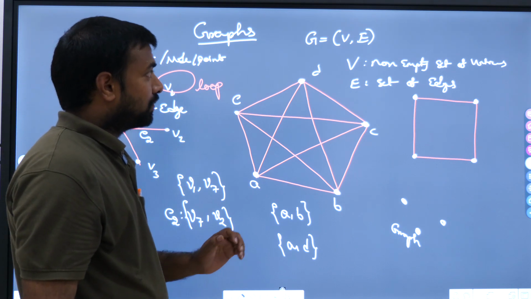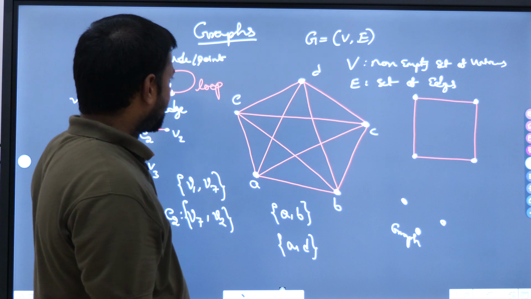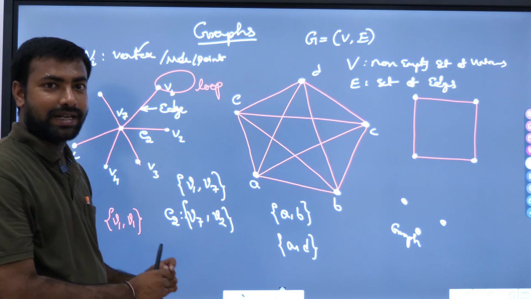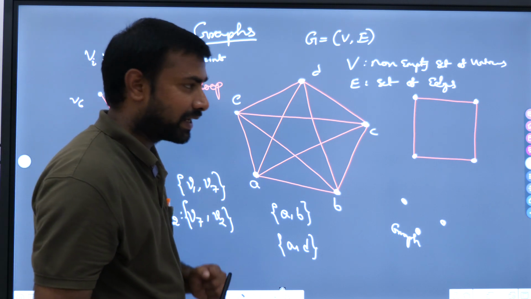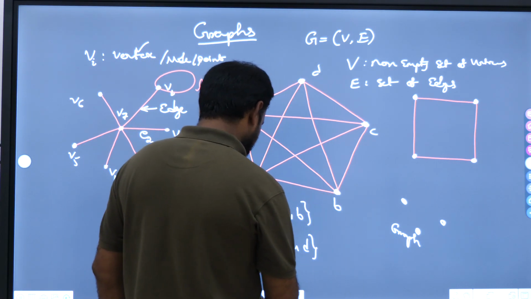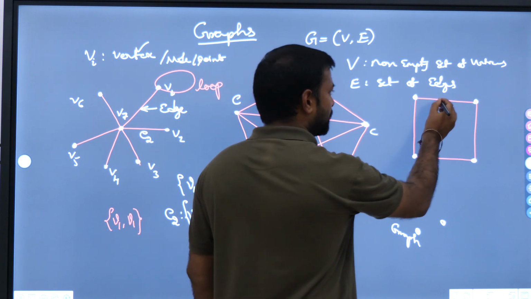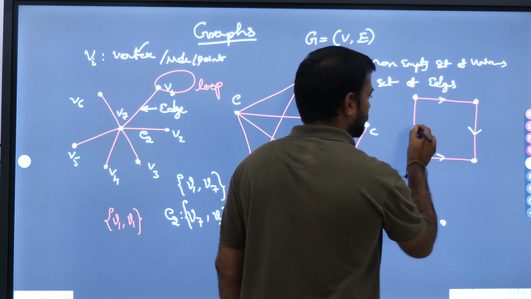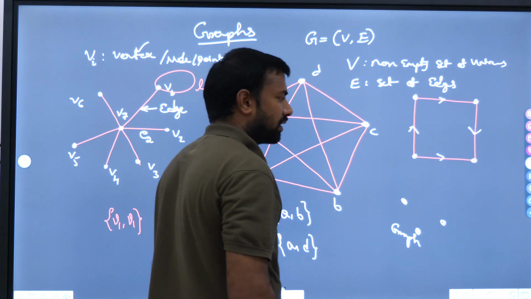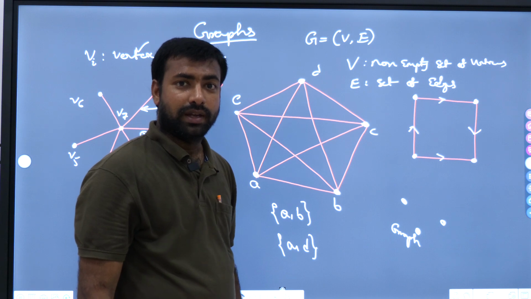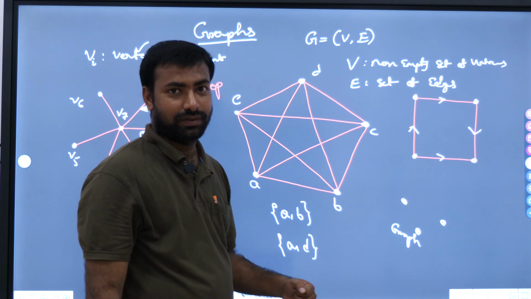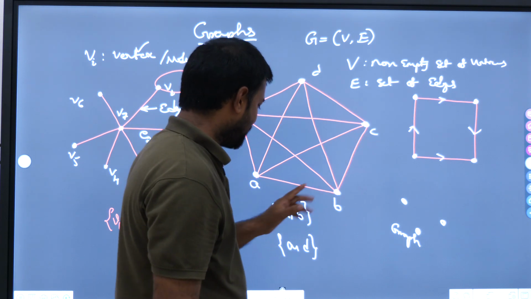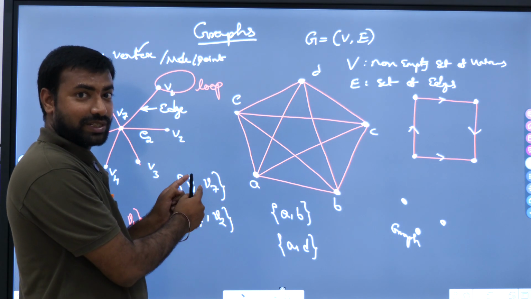Now if you observe, there is no direction assigned to any edge in these graphs. These are actually undirected graphs. We can also have directed graphs. For example, here if I assign direction to these edges, then it becomes a directed graph. But we are not going to denote an edge with this notation if it is a directed graph.